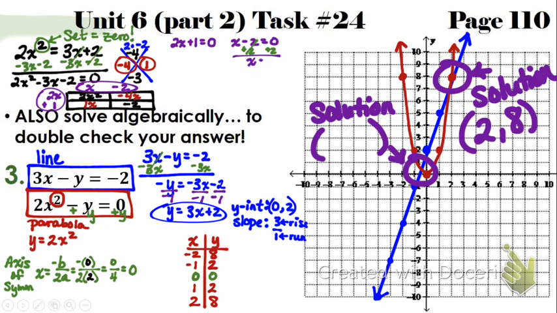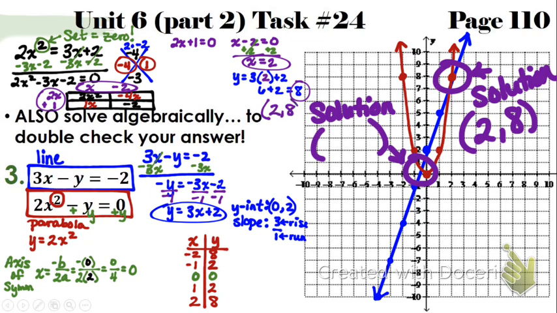How do I check to make sure that the y part of the ordered pair is correct? Substitute it back in, into either one of these equations. Are you guys okay if we sub it into the line? Yep. All right. So I would have y equals 3 times 2 plus 2. What's 3 times 2? 6. 6 plus 2, 8. So when we put 2 in, we got 8 as the output.